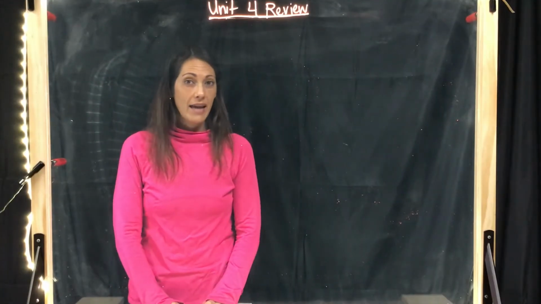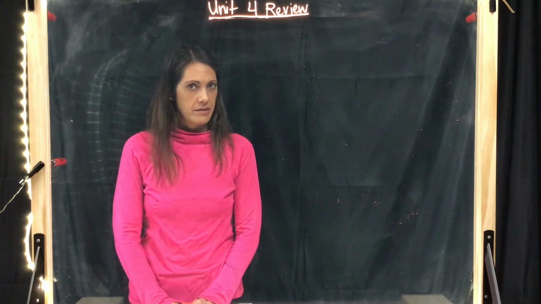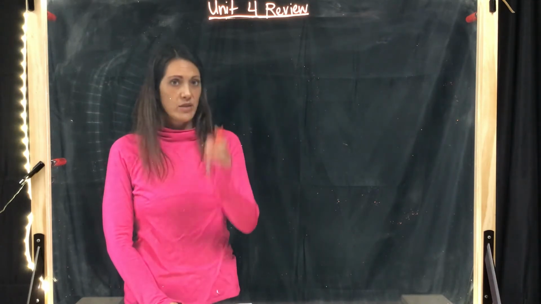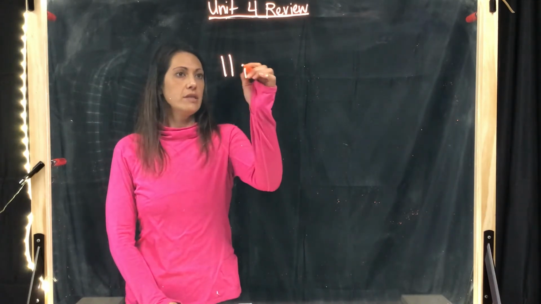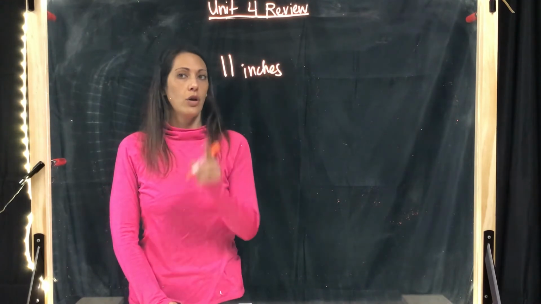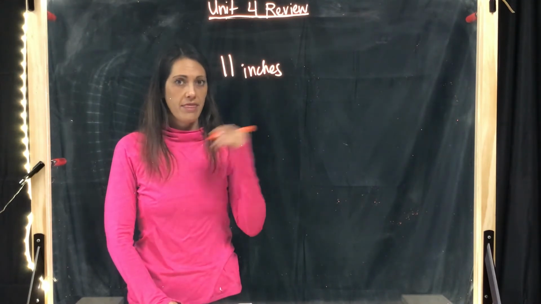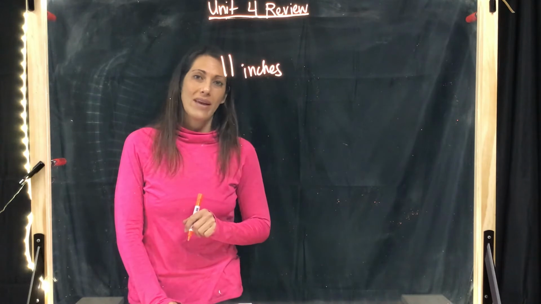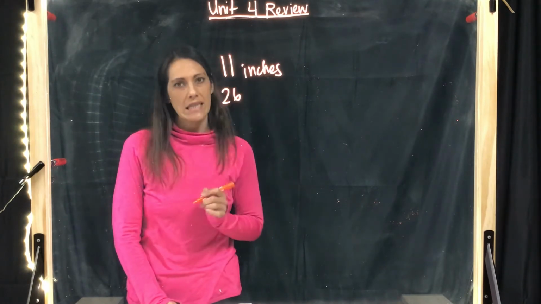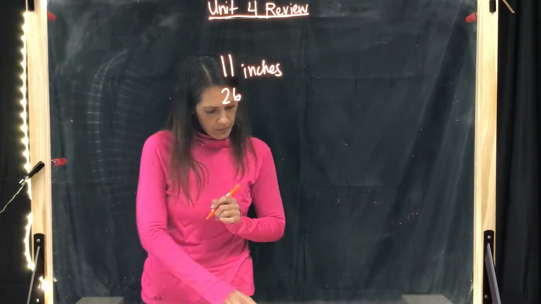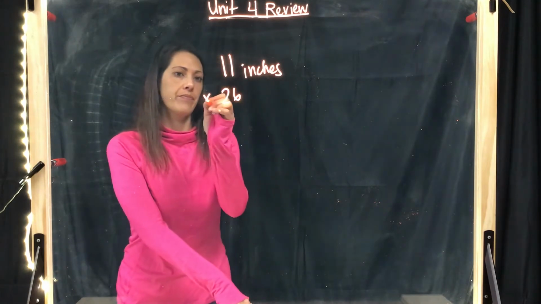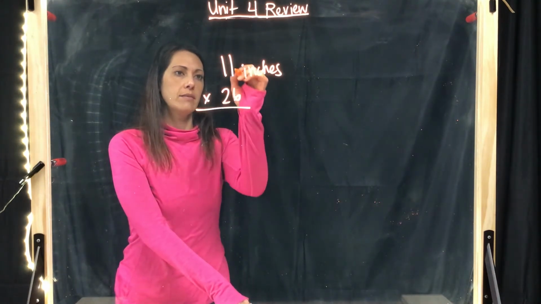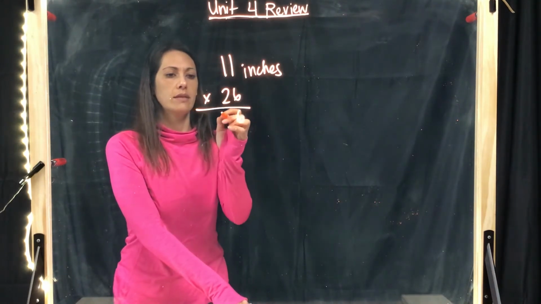Okay, for number 10, it seems like a pretty easy problem. It says that there's an atlas moth and its wingspan is 11 inches. So that is for one atlas moth. They want to know what the wingspan would be for 26 atlas moths. So I would multiply these two numbers together. And 6 times 1 is 6. 6 times 1 is 6.